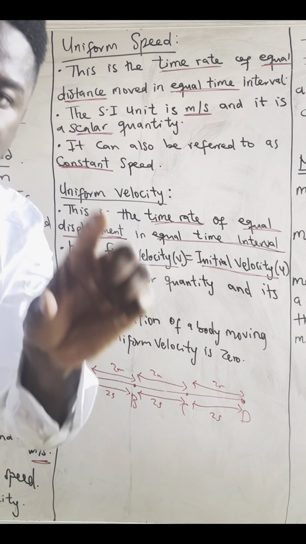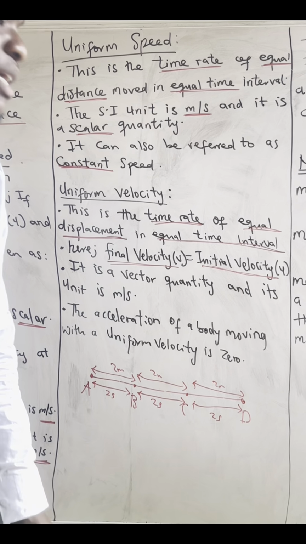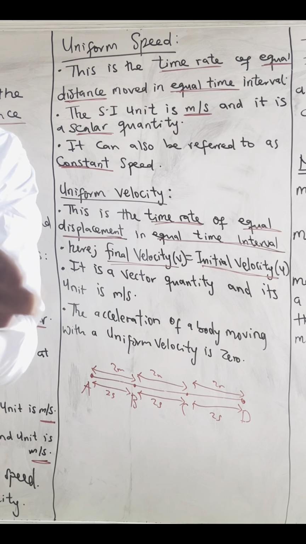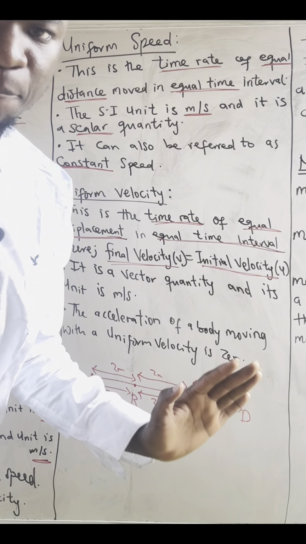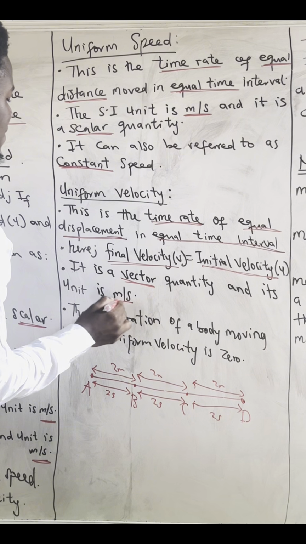While also the time for A to B is the same as B to C, which is also the same as C to D. That's what we mean by equal displacement in equal time. So that type of velocity is referred to as what? Uniform velocity. Do you get that? It is a vector quantity and the unit is meter per second.